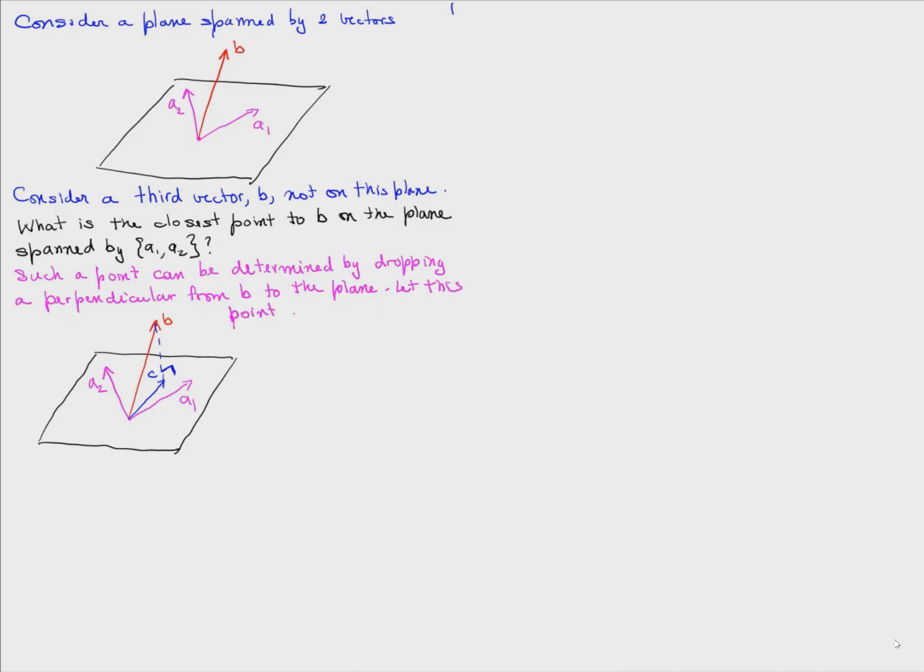Now, because c is on the plane spanned by a1 and a2, it's got to be a linear combination of a1 and a2. So let's make a matrix A whose columns are a1 and a2. Then c must be A times x, which is a linear combination of a1 and a2, for some 2 by 1 vector x.